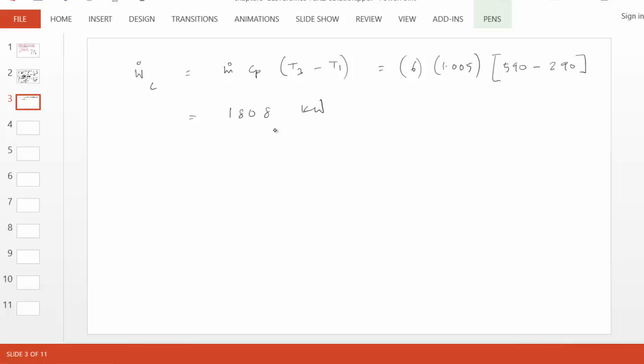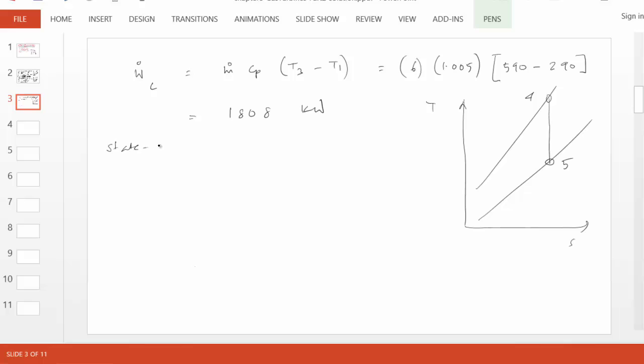Now let's jump to state 4. To do state 4 and 5, just to put it in perspective of the TS diagram, we have state 4 here and state 5 here. For state 4, everything is supplied to us. Pressure equals the same as P3, which is 1000 kPa, and temperature is given to us, 1500 Kelvin, the maximum temperature of the cycle.